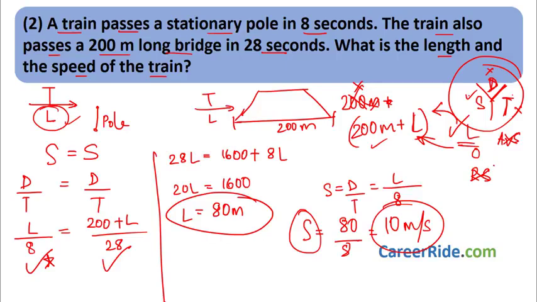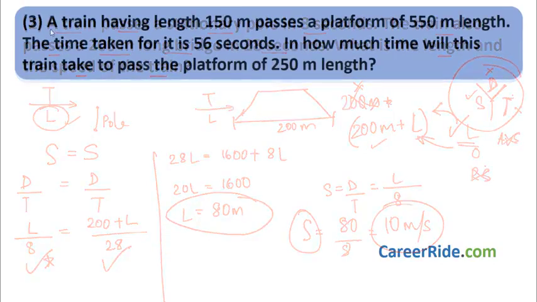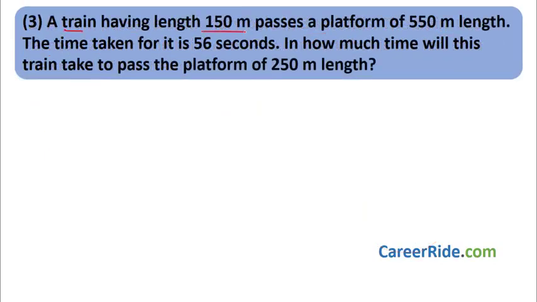Okay. Moving to question number 3. A train having length 150 meters passes a platform of 550 meters length. The time taken for it is 56 seconds. In how much time will this train take to pass a platform of 250 meters length? Again, this is similar to the previous sum, that is question number 2. Let's solve it. Let's see how to do it. It is a DST sum. We should consider the length of the train and the length of the platform, etc. is given, okay, over here.